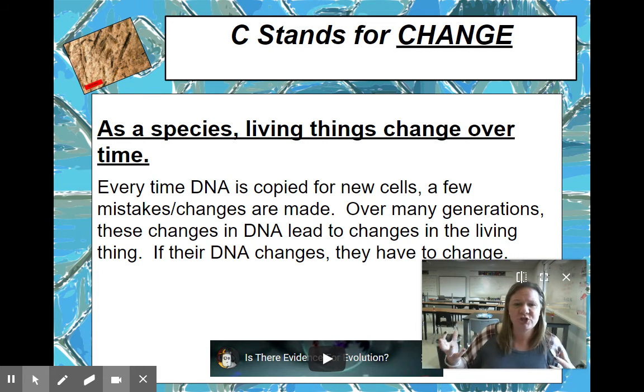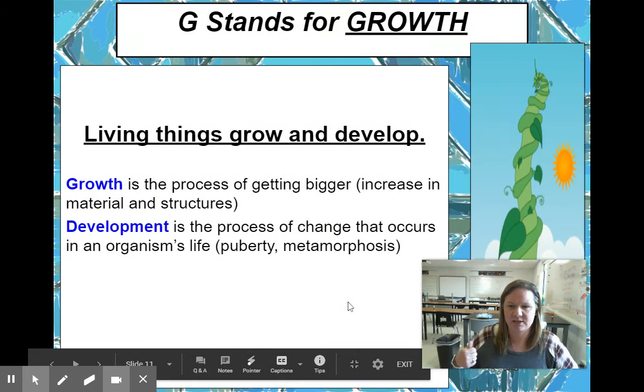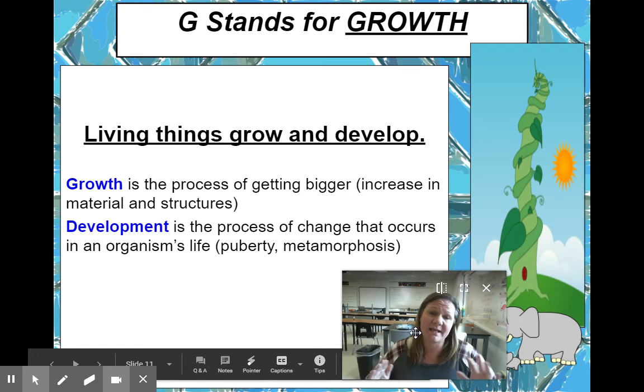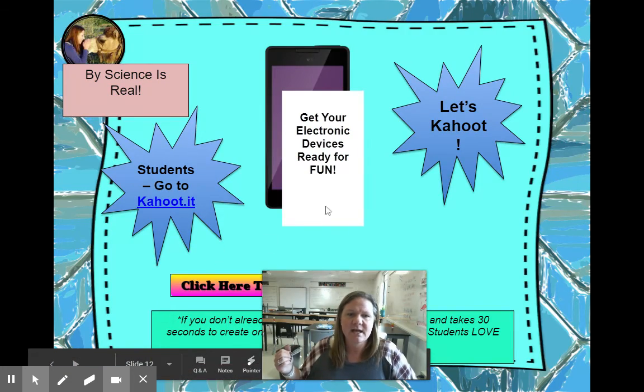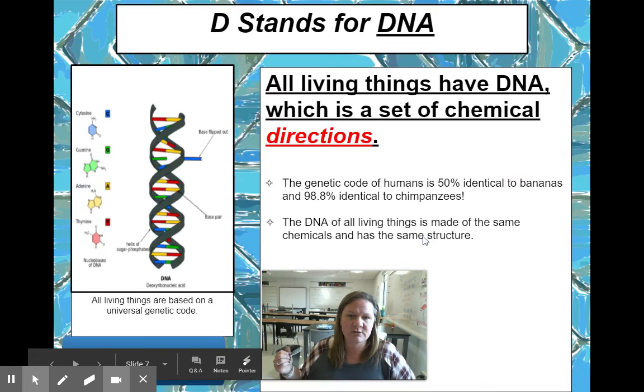And so we're going to have a whole chapter about how DNA changes, and DNA changes every time it's copied, and therefore the living thing has to change. So it's kind of related to our DNA chapter, but living things have to change. Living things grow and develop throughout their lifetime. They can either get bigger or go through life processes and life changes. So these are the characteristics of life.